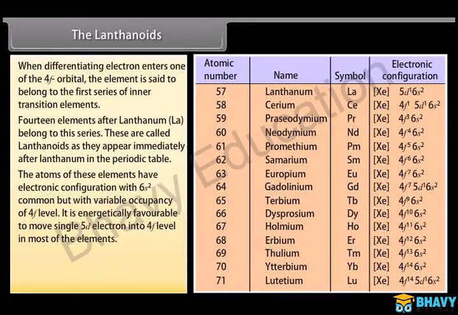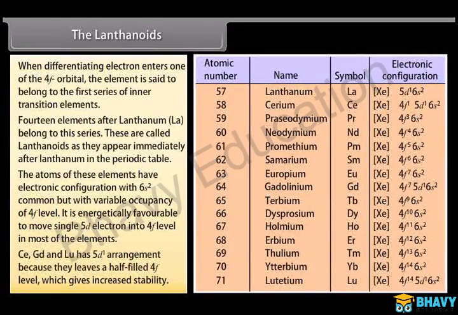The atoms of these elements have the electronic configuration with 6s2 common but with variable occupancy of the 4f level. It is energetically favorable to move a single 5d electron into the 4f level in most of the elements. Cerium, gadolinium and lutetium have a 5d1 arrangement because they leave a half-filled 4f level, which gives increased stability.